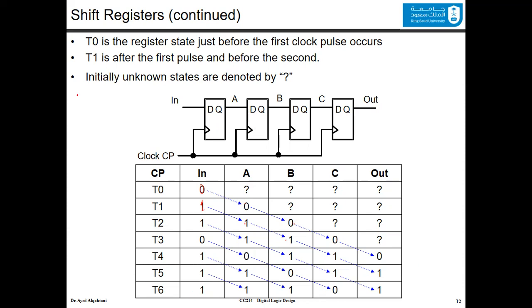Now, here in this table, any initial unknown states are denoted by a question mark. Sometimes we denote them by don't care. So basically, T0 is the register state just before the first clock pulse occurs. T1 is after the first pulse and before the second pulse.